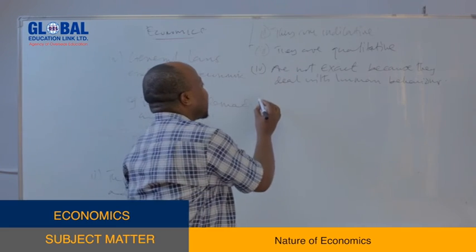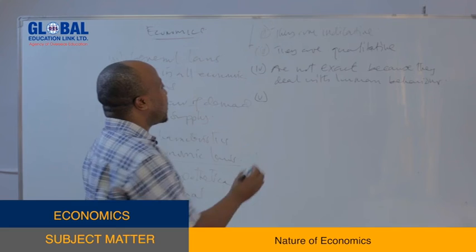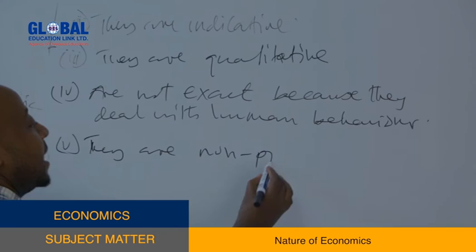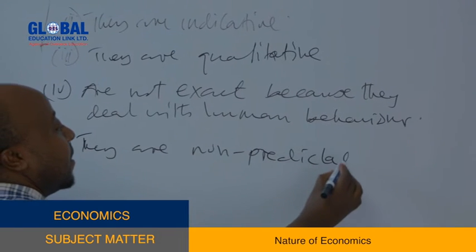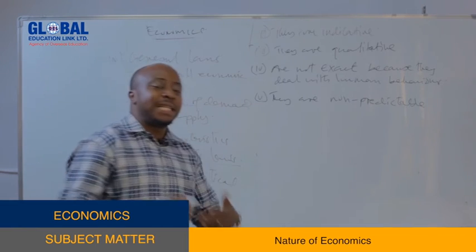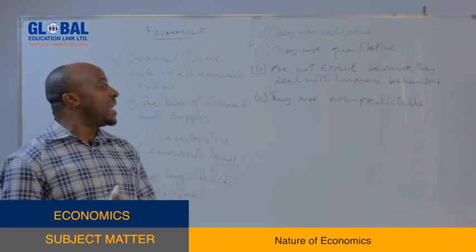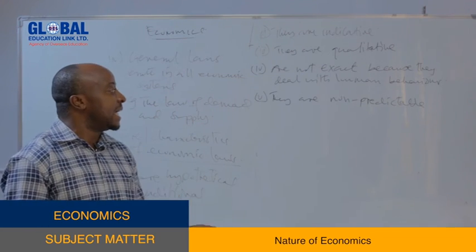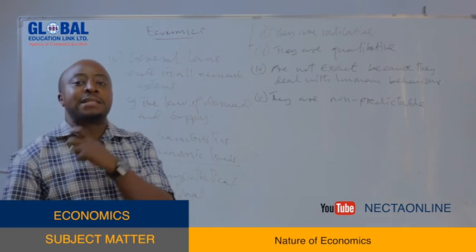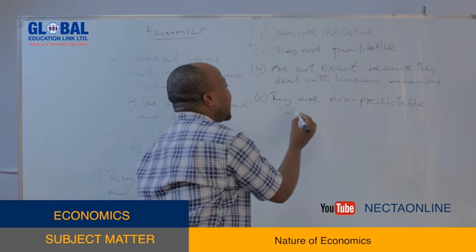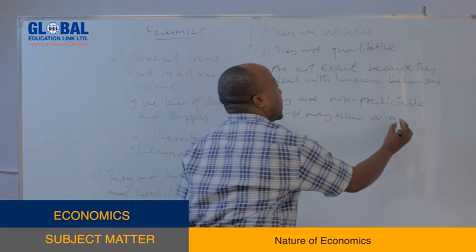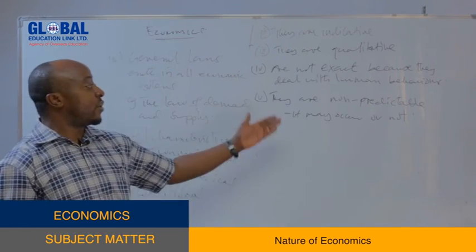And the last characteristic, we say these laws are non-predictable. What do we mean? It means what they explain can happen or not. That is non-predictable. We cannot predict. The economic laws can state this event, but the event may not necessarily occur. It may not occur. So the event may occur or not. This is for the case of economic laws.